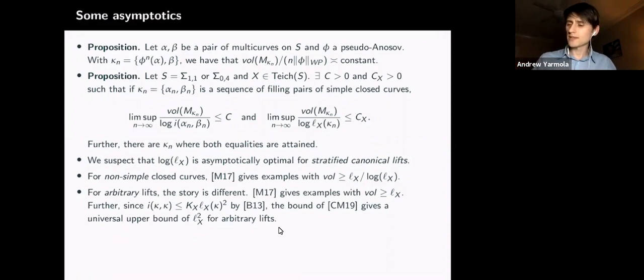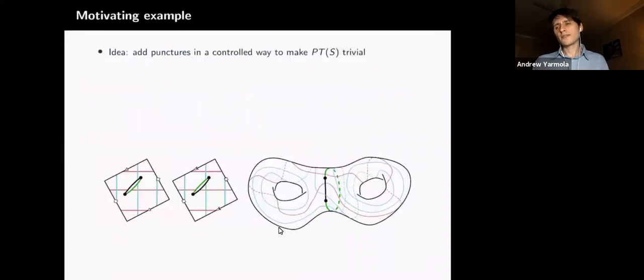I'm going to just give you an example. The idea is, first, if you have a surface and you have two curves, in a controlled way, add some punctures to make the projective tangent bundle trivial. So here's a nice little picture. It's a slit construction. If you've never seen it, it's very, very nice.